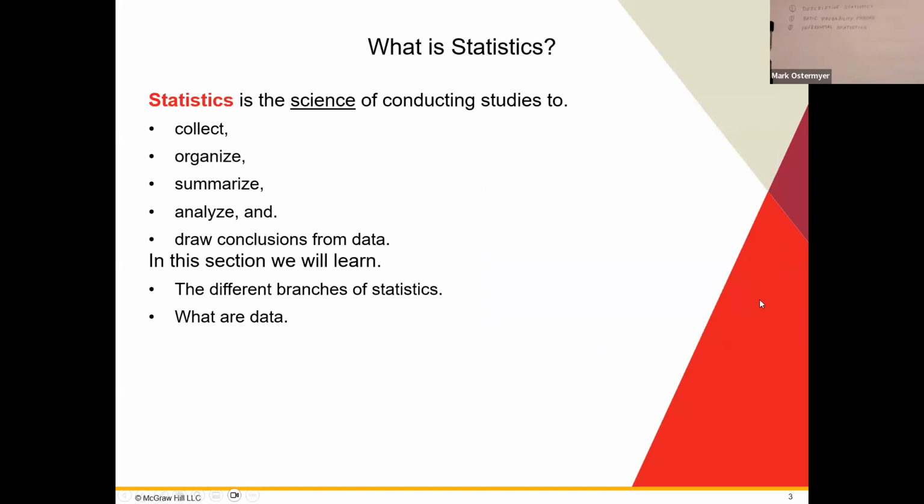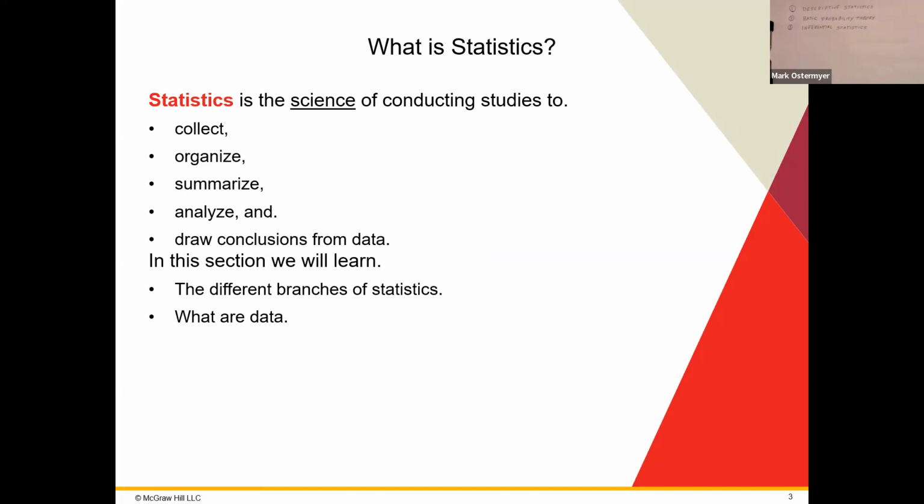All right, what is statistics? Statistics basically is a way of doing things. It's a science, ladies and gentlemen, just like any branch of mathematics is a science. Statistics is also a science in that it uses a lot of mathematics, right?